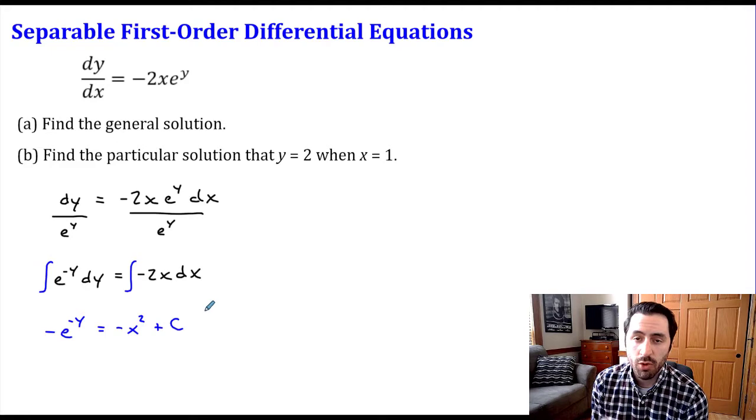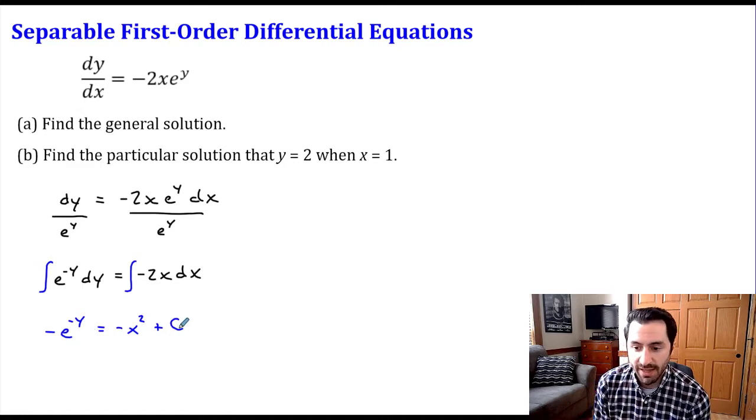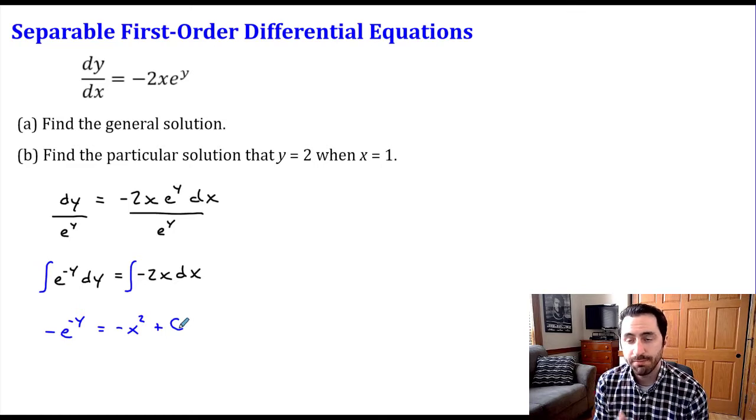And notice here, I'm only writing c on one side of the equation. Because the constant c is arbitrary, it can be any constant, I don't need to include it twice. Because it's arbitrary, if I take the c that would be on the left-hand side and I add that to the constant on the right-hand side, it's still arbitrary, so we only need to include it once.